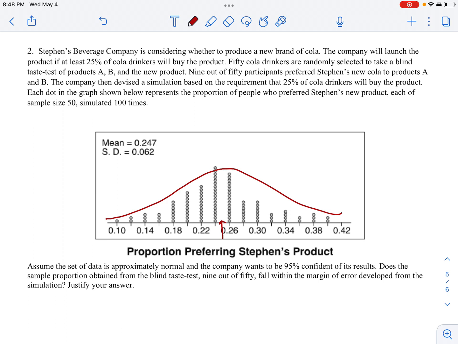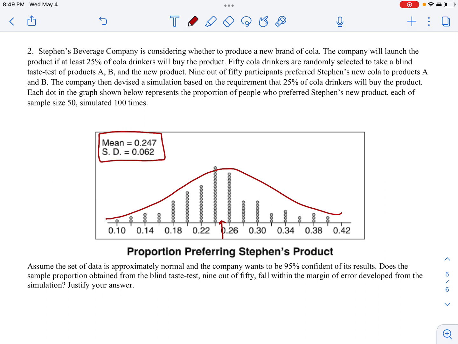And each dot on the graph represents the proportion of people who preferred the new product, each sample size 50, repeated 100 times, right? So this is the computer showing that one survey that they did that they got 9 out of 50, done 100 more times, centered around the average of 25% saying they would buy the new product. You can see the average and standard deviation given to us here.